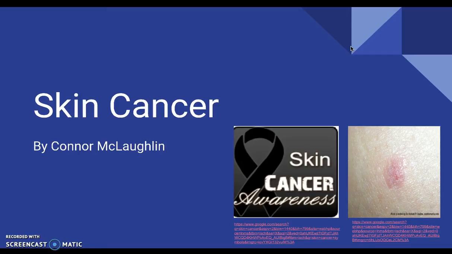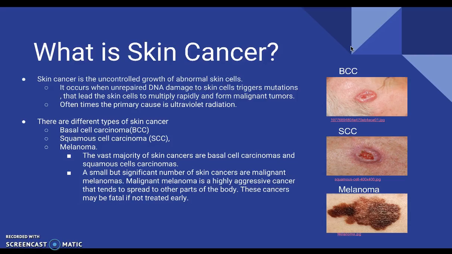At the bottom, we have a skin cancer awareness symbol and a picture of what potential skin cancer might look like. What is skin cancer? Skin cancer is the uncontrolled growth of abnormal skin cells. It occurs when unrepaired DNA damage to skin cells triggers mutations that can lead skin cells to multiply rapidly and form malignant tumors. Oftentimes, the primary cause is ultraviolet radiation.